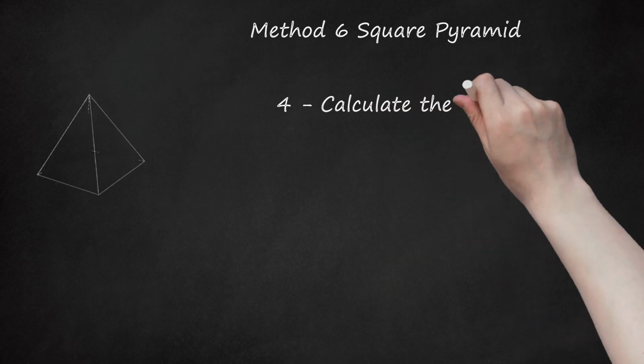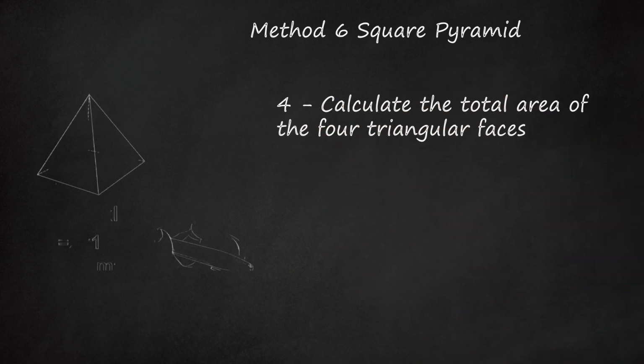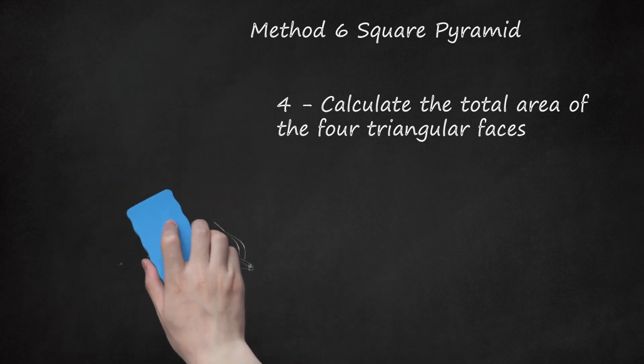4. Calculate the total area of the 4 triangular faces. The second part of the equation involves the surface area of the remaining 4 triangular sides. Using the formula 2SL, multiply S by L and 2. Doing so will allow you to find the area of the sides. Example, 2 times S times L is equal to 2 times 1 times 3 equals 6 square centimeters.